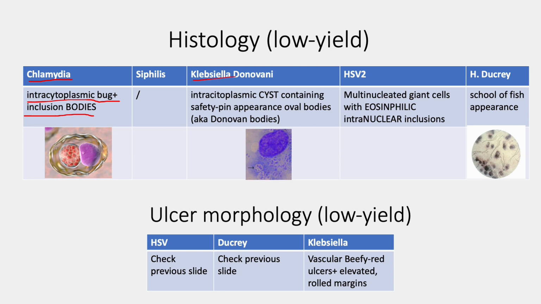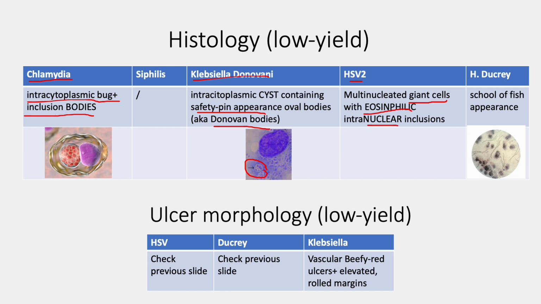Whereas for Klebsiella granulomatis, you have the Donovan bodies, which are basically intracytoplasmic cysts that contain bodies with a safety pin appearance. You see here in the picture, this is the cyst, and inside there are these bodies which are safety pin-like. And for HSV type 2, you have multinucleated giant cells, which is a common histological finding that you will find frequently in USMLE Step 1 questions. And it's important to remember that there are inclusions that are eosinophilic and intranuclear.